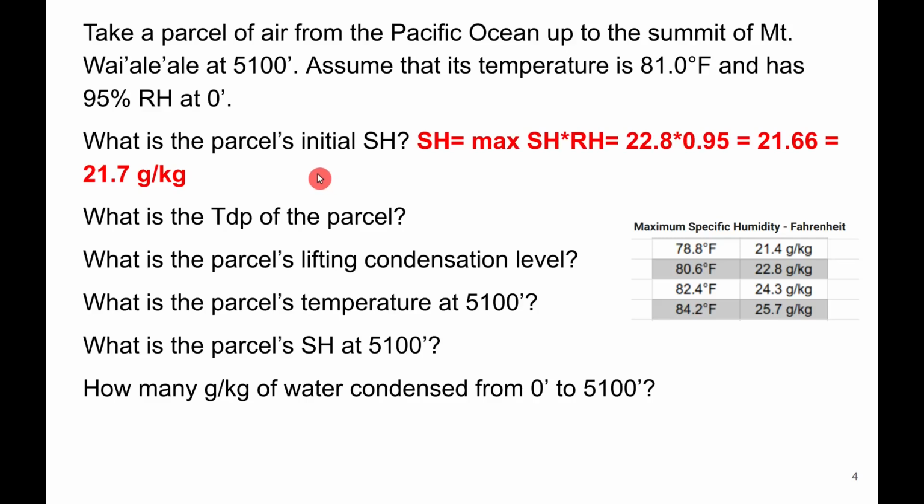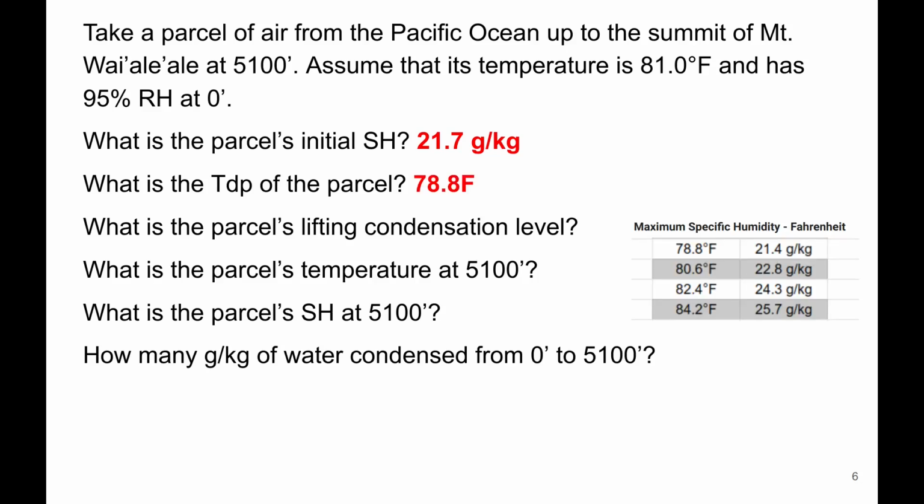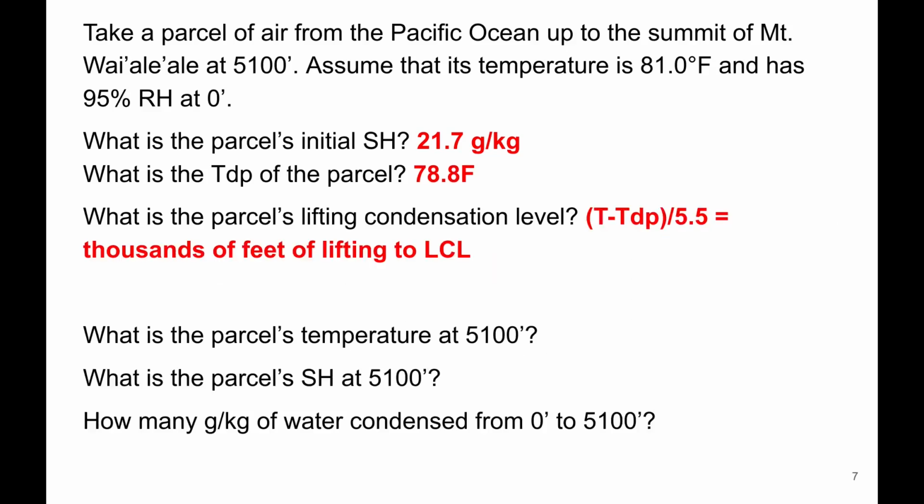And if we know that, we can find the dew point, or rather, the dew point temperature of the parcel. So if we know that it's got 21.7 grams, we look it up on the chart. It's in between 22.8, 21.4, so we're going to use 78.8 as the dew point temperature of the parcel. Once we know the dew point temperature, we can find the lifting condensation level.